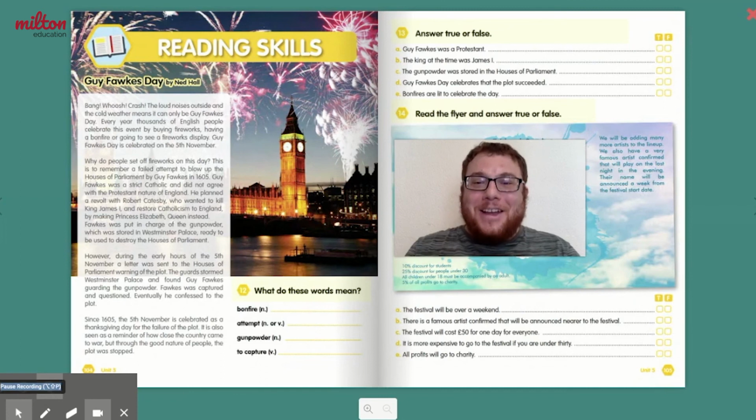Now go ahead and try to use some of the tips you learned to improve your reading and vocabulary while you read the text about Guy Fawkes Day. Then you'll complete exercises 12 and 13. Good luck!